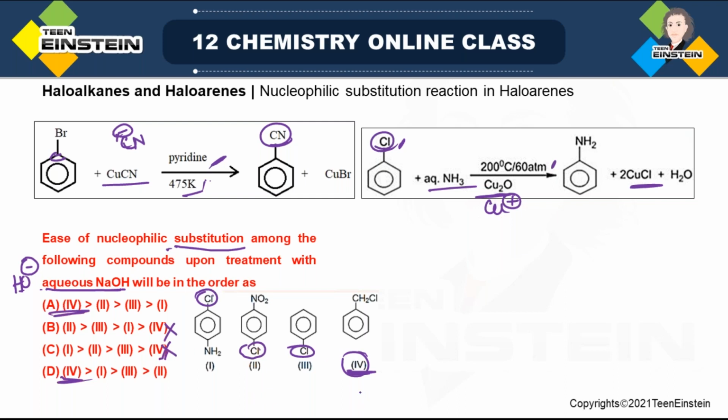Now if 4 is at first, next we will focus on 1, 2 and 3. Now in 1, 2 and 3, in case of 3 there is no substituent.